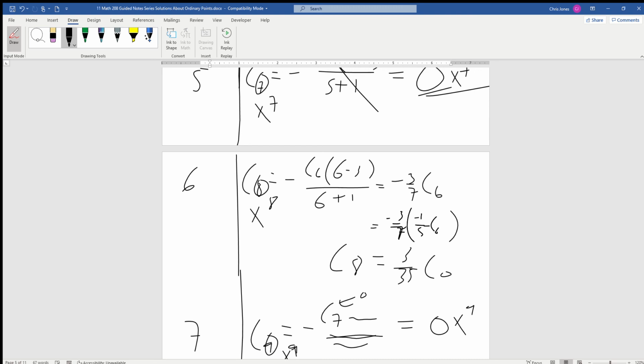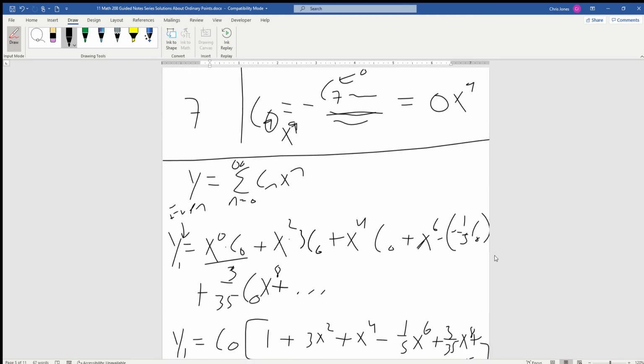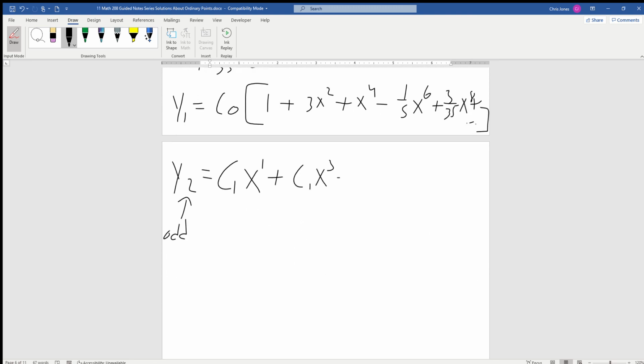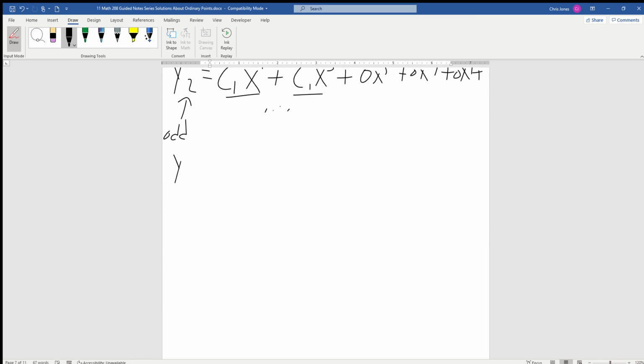So it looks like the only terms that really matter, and I'm going to write these in just because we can, so this is going to be plus 0x to the 5th plus 0x to the 7th plus 0x to the 9th plus ... The only terms that really matter are going to be these first two. So y2 is going to be equal to, I'm going to factor out the C1, x plus x cubed. All right.